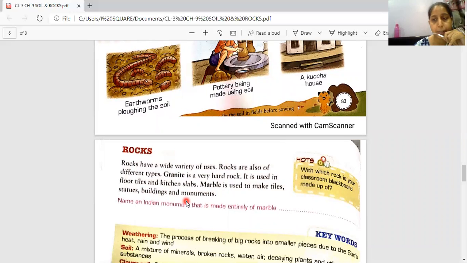There are different types of rocks you will find. There are some soft rocks and some hard rocks. Hard rocks are granite, marble, and sandstone. All these are hard rocks. And soft rocks are chalk and slate. These are soft rocks. So I hope in this video I was able to make you understand the importance of soil and what rocks are.